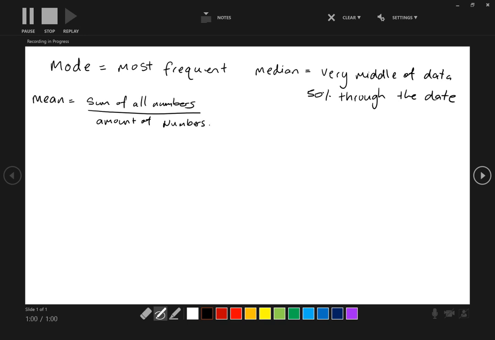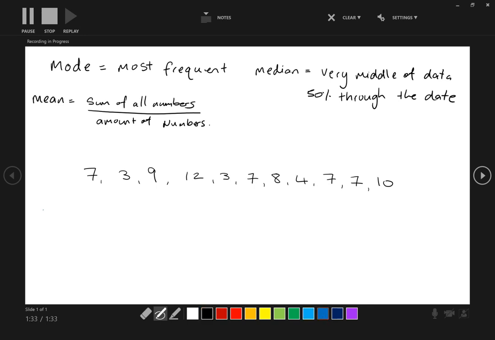So if I look at the following numbers, okay, so if I look at the numbers 7, 3, 9, 12, 3, 7, 8, 4, 7, 7, and let's say 10. Okay, so I have this set of numbers.